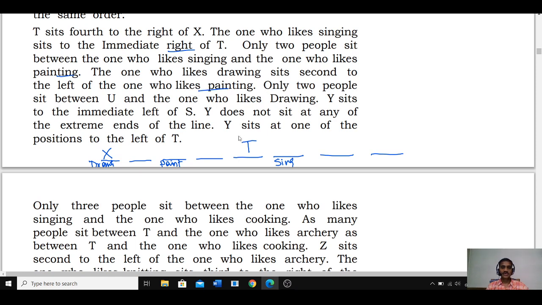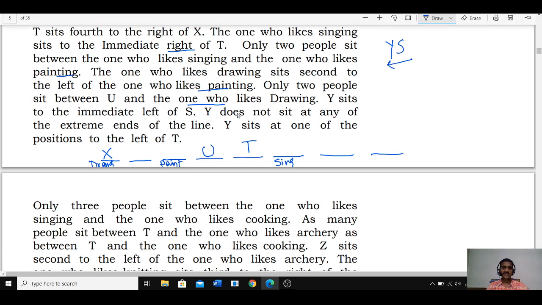Only 2 people between U and drawing. 1, 2, U will be here. 2 people between U and drawing. And Y sits to the immediate left of S. Y is to the immediate left of S. Y does not sit at any one of the extreme ends. Y cannot be here, cannot be here.